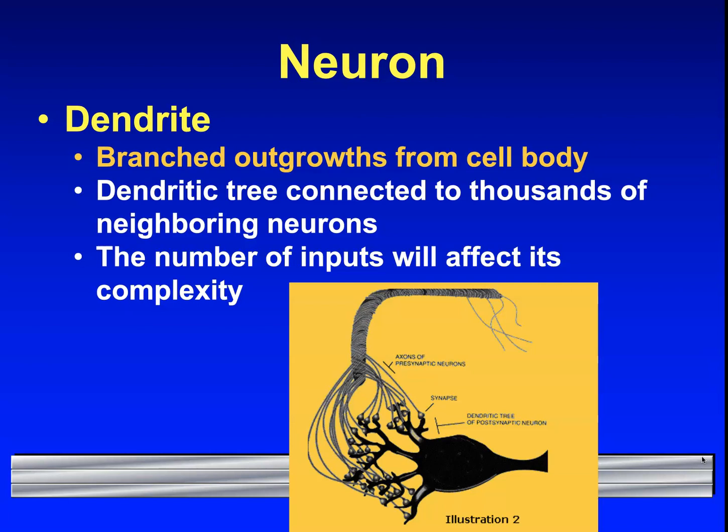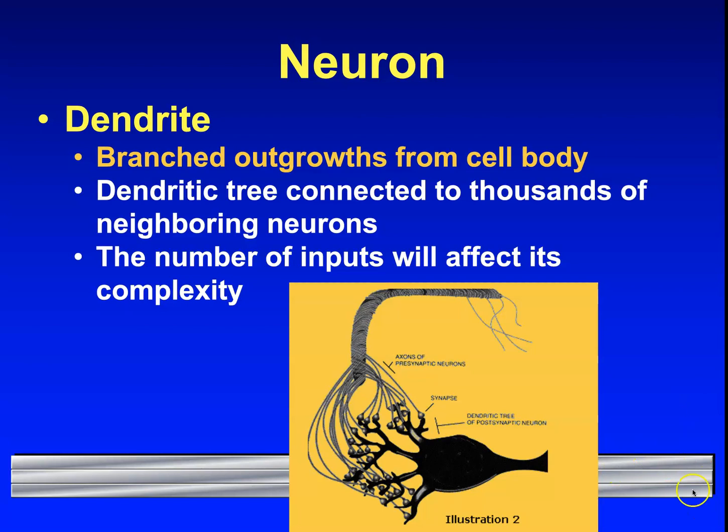And as I said, there can be thousands of connections. The dendritic tree can be connected to thousands of other neurons and influence them and be influenced by them. And how complex it is, how many inputs there are, will affect how complex the pathway is.